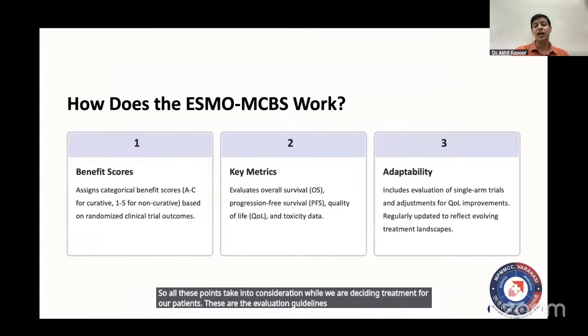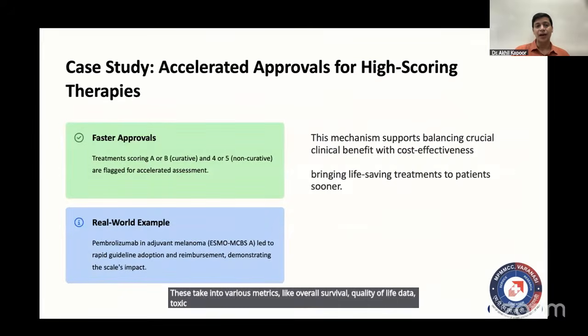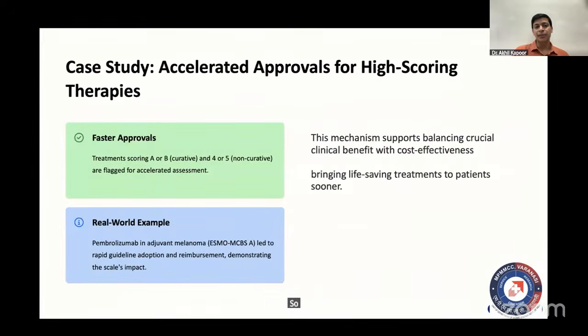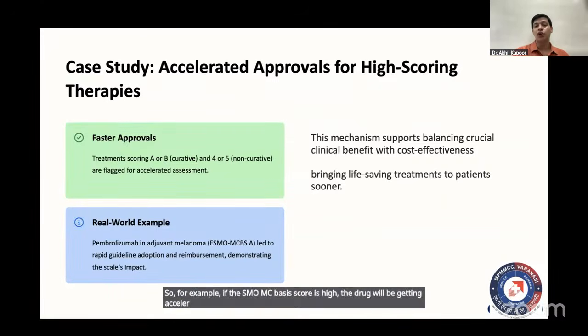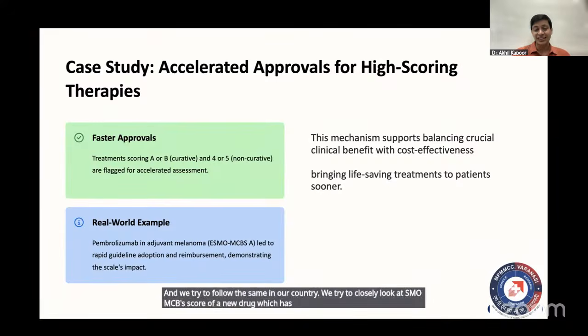And that is why these take into practice various metrics like overall survival, quality of life data, toxicity data. So for example, if the ESMO MCBS score is high, the drug will be getting accelerated approval for high scoring therapies in Europe and even in US. And we try to follow the same in our country. We try to closely look at ESMO MCBS score of a new drug which has got approval, whether it is actually worth utilizing the drug or not.